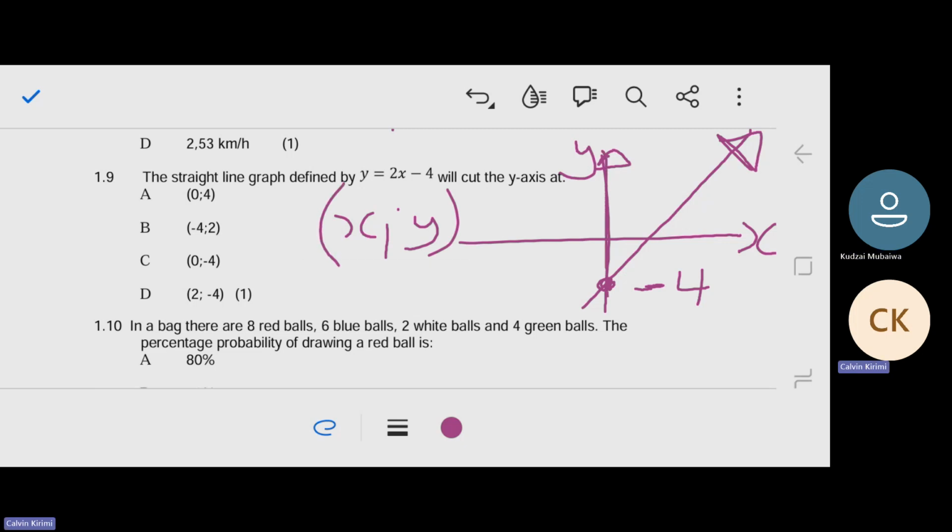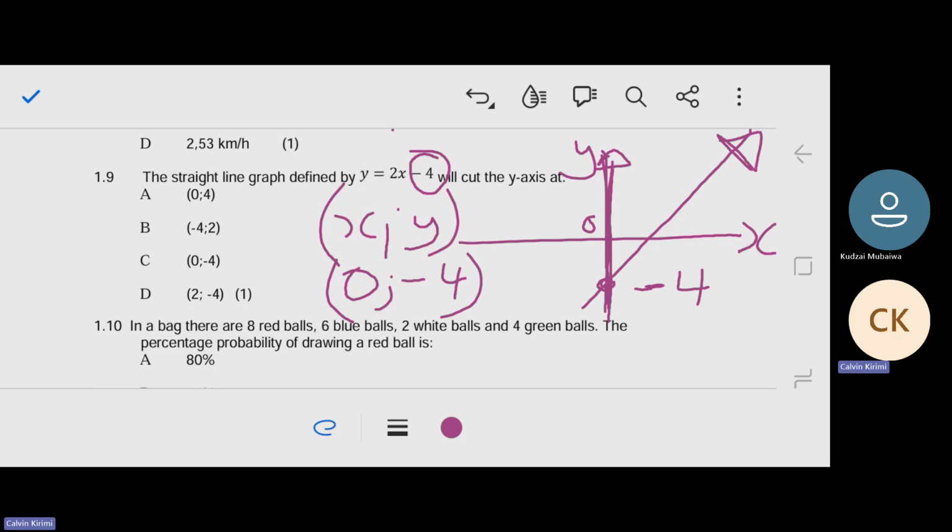Along this line which I'm drawing there, x is 0. So it will be 0 and negative 4. Once you master that, you are not going to have a problem with graphs. M positive, the graph is increasing. M negative, the graph is decreasing. The number on its own is just indicating where the graph is cutting the y. You are done.